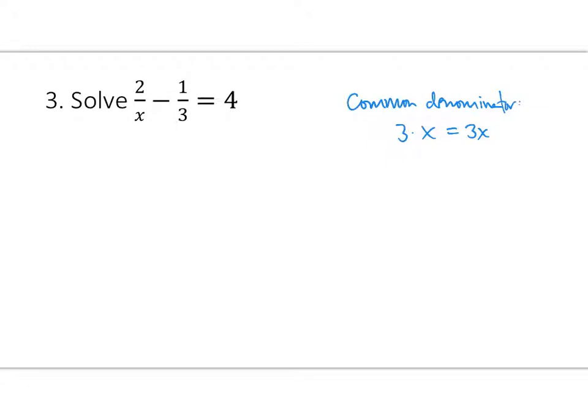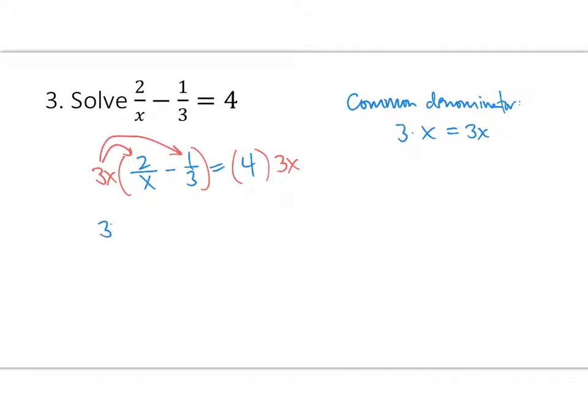So I'm going to take both sides of this equation, which I'm going to rewrite here, 2 over x minus 1 over 3 equals 4, and I'm going to multiply both sides by 3x. And again, I'm going to do this carefully, so if you feel comfortable, you can skip a couple steps here, but what we want to do is distribute this 3x through our parentheses.